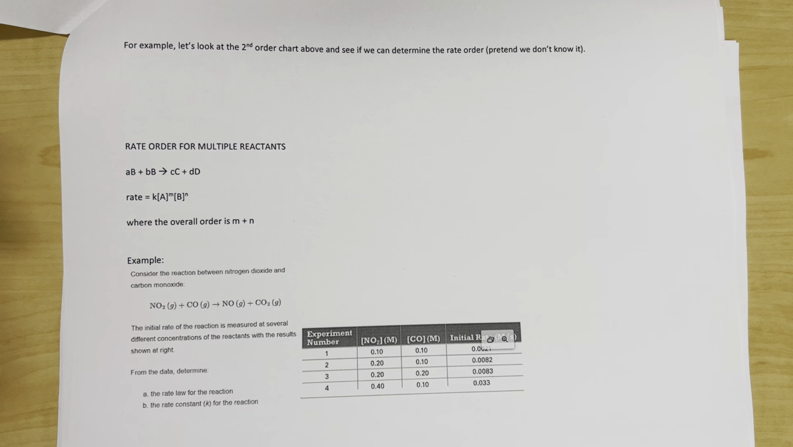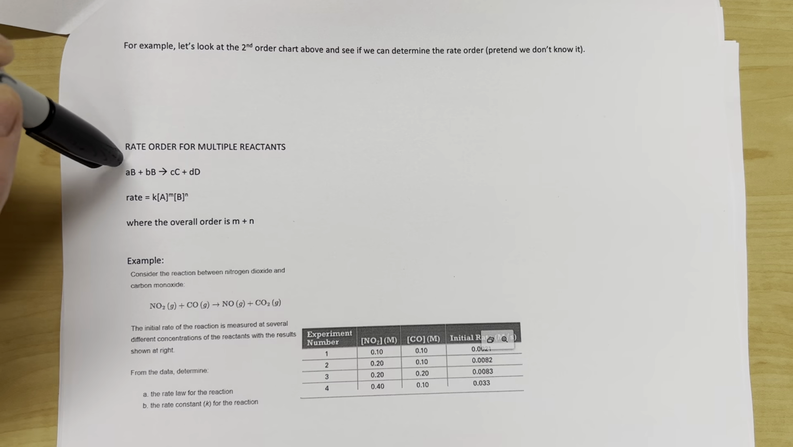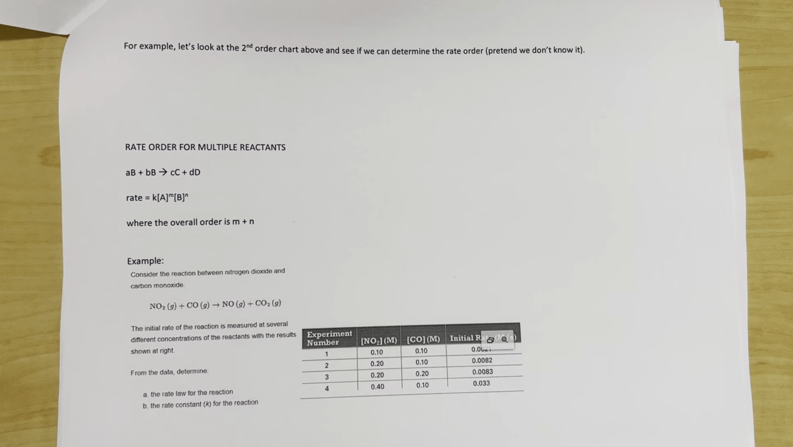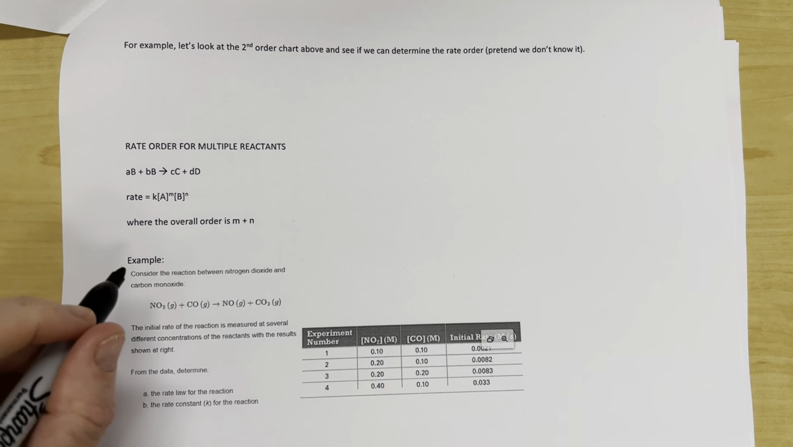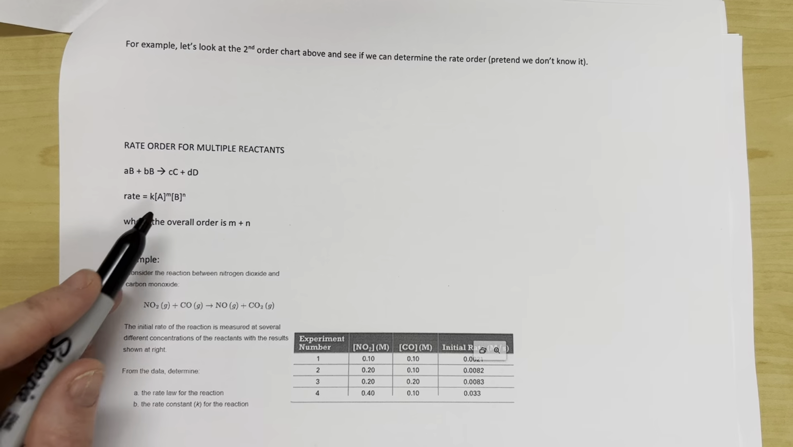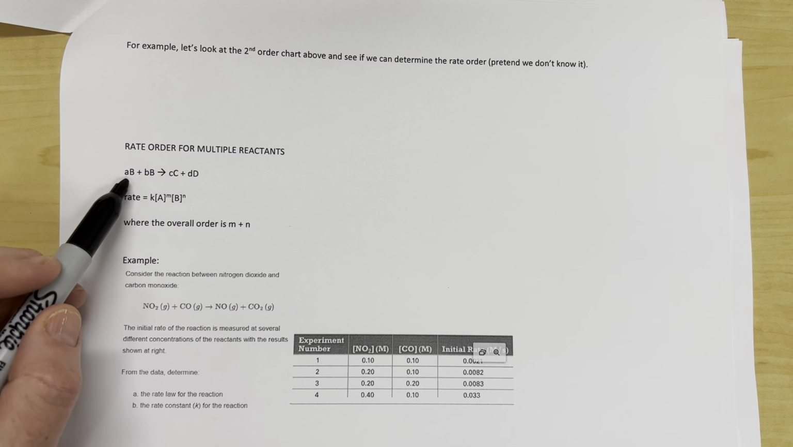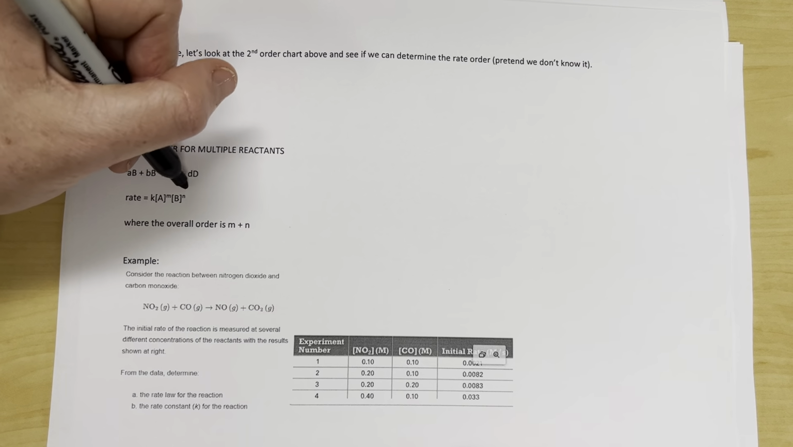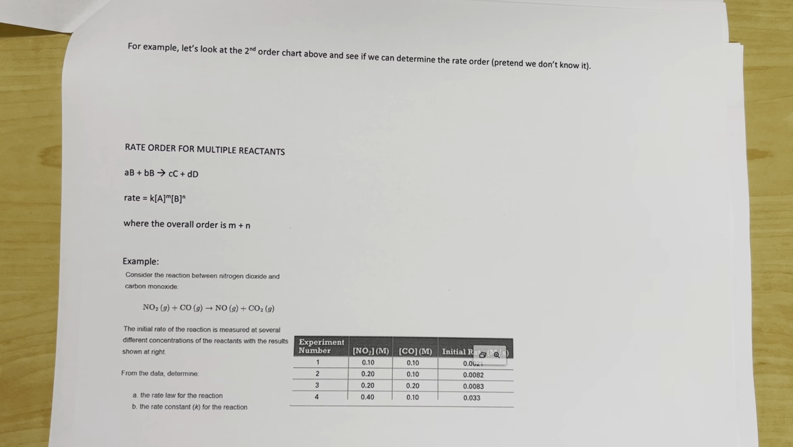Last but not least, we have rate orders for when we have multiple reactants. In the previous cases, we were only looking at a reactant that was just A. Now we have A and B, because A plus B forms some C plus D. And then the rate orders are not going to be the same for each reactant.